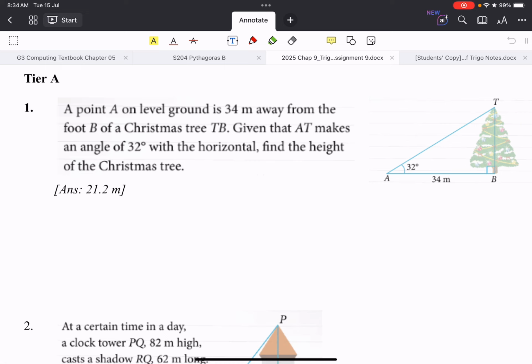So here's a diagram that's given to you. It's a Christmas tree. And a point A somewhere away from the foot of the Christmas tree is given, right? With an angle that is 32 degrees with the horizontal. So we're supposed to find the height.